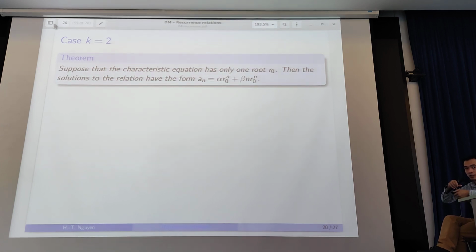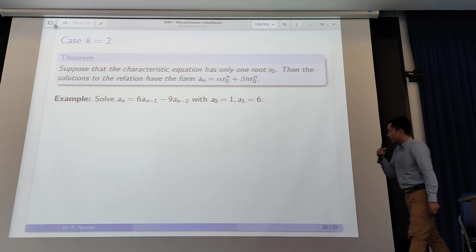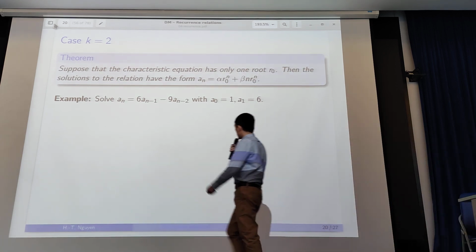Once you have this formula, you also have two coefficients to be determined, alpha and beta here, and you use the initial conditions to establish a system of two linear equations. You solve for alpha and beta. Okay? So now, let's try this relation.